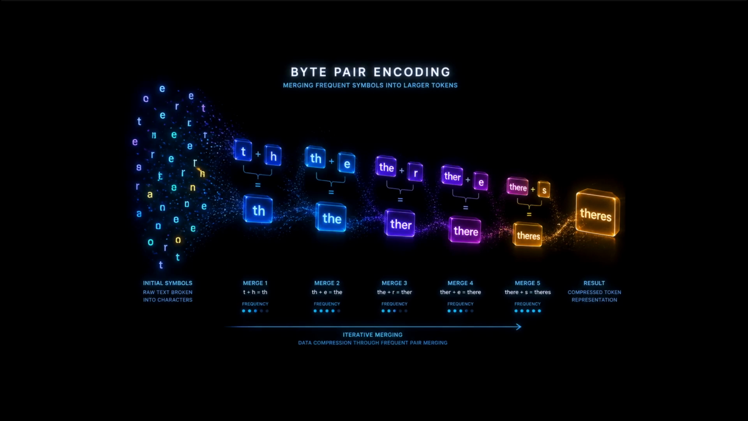Most of the modern LLMs use byte pair encoding or SentencePiece. Instead of a fixed dictionary, these algorithms start at the character level and iteratively merge the most frequent adjacent pairs of tokens found in their training data. It's essentially a compression problem: how do we represent the most information using the fewest number of tokens?